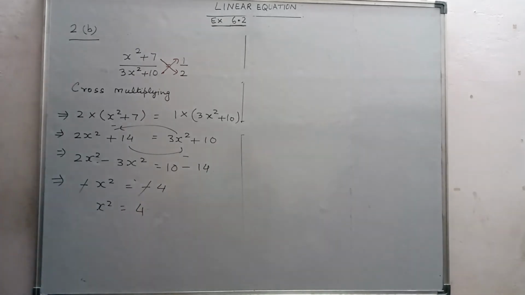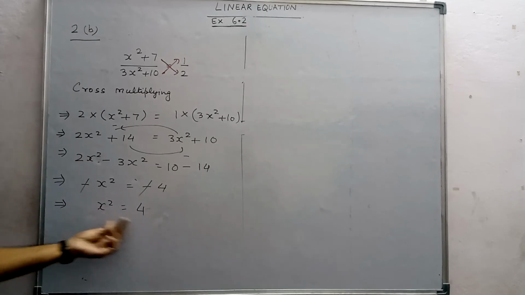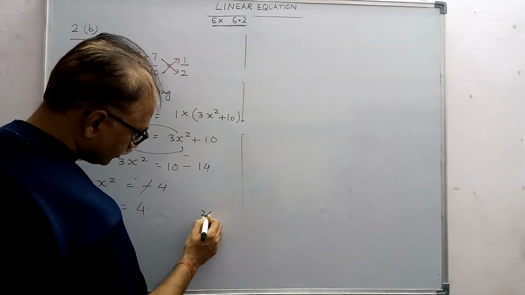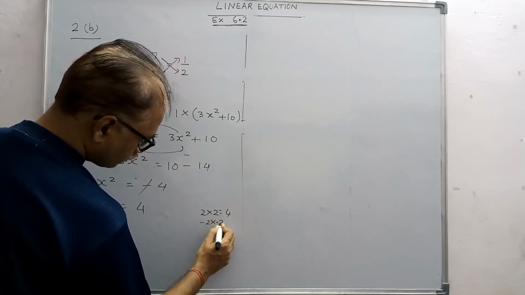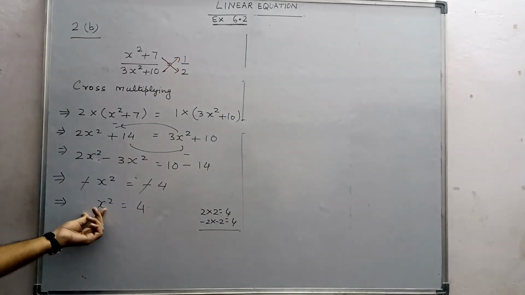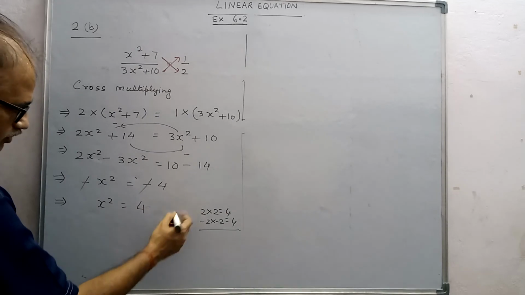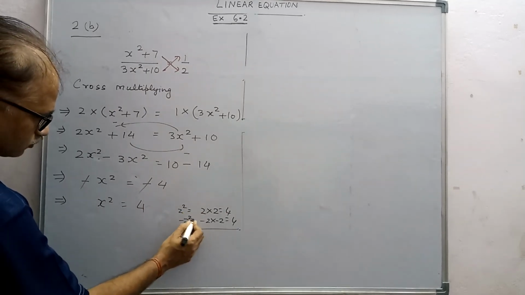Now you see x square is equal to 4, that means x can be plus 2 also, x can be minus 2 also, because 2 square is 4, minus 2 square is also 4. Minus 2 into minus 2 is equal to 4. So you see 2 into 2 is 4, and minus 2 into minus 2 is also 4. Okay, so x can be plus 2 also and x can be minus 2 also, because both their squares, 2 square is also 4 and minus 2 square is also 4.